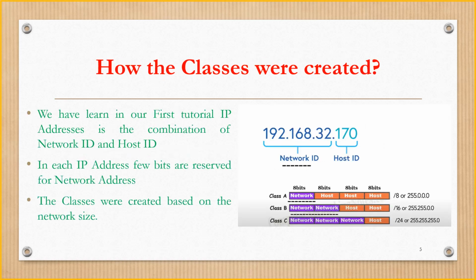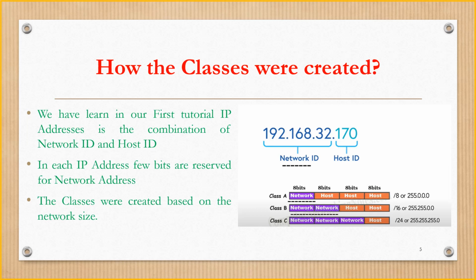How were the classes created? As we learned in our first tutorial, an IP address is a combination of network ID and host ID. In each IP address, a few bits are reserved for the network address. The classes were created based on network size. In the example 192.168.30.170, from the first octet you can see that 192 belongs to a class C address, where the network ID is 192.168.30 and the host ID is 170.